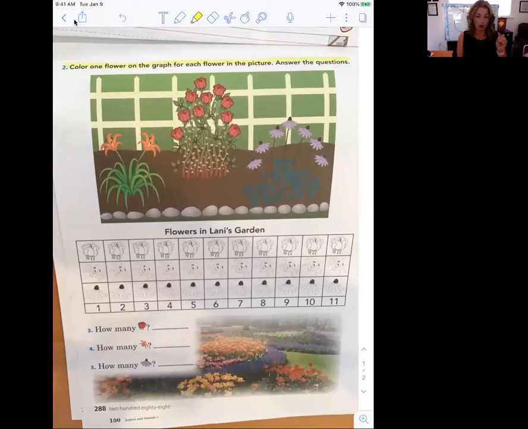So there's two parts. So we got a color, so you're going to get out, it looks like a red and orange and purple crayon. So pause your video and go grab a red, an orange, and a purple crayon, okay? And then just come back when you have those.